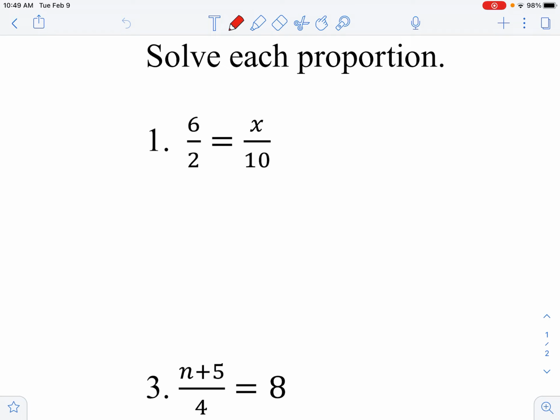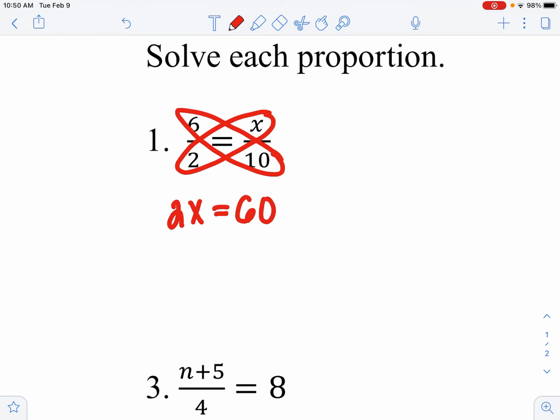So to solve a proportion, you cross multiply. So you're going to multiply these two things. 2 times x is 2x, and then put equals. Multiply these two things. 6 times 10 is 60, and then you solve that equation. Divide both sides by 2, and you get x equals 30.